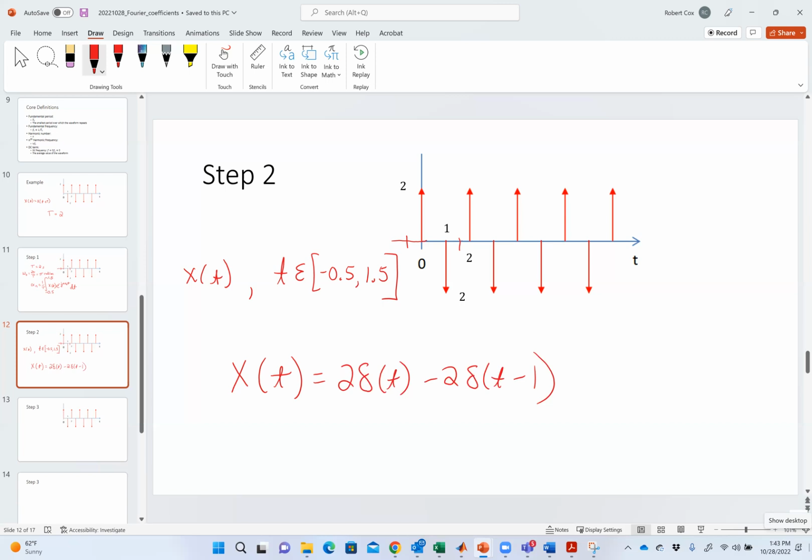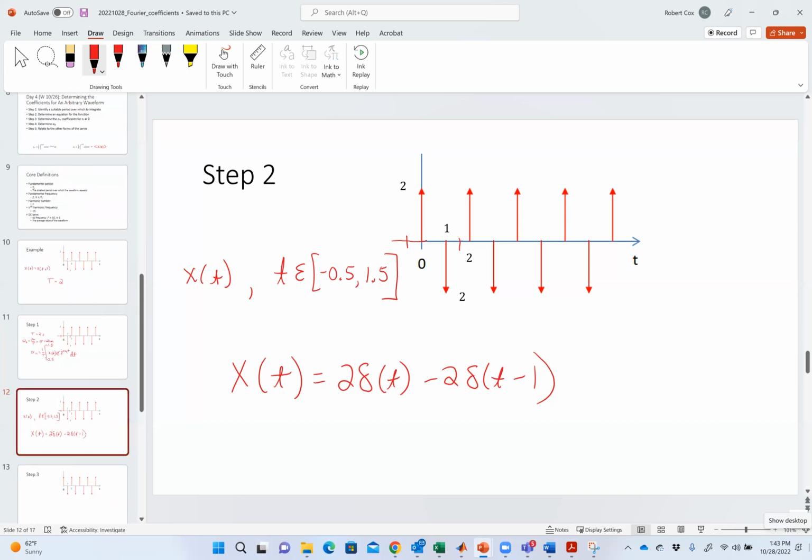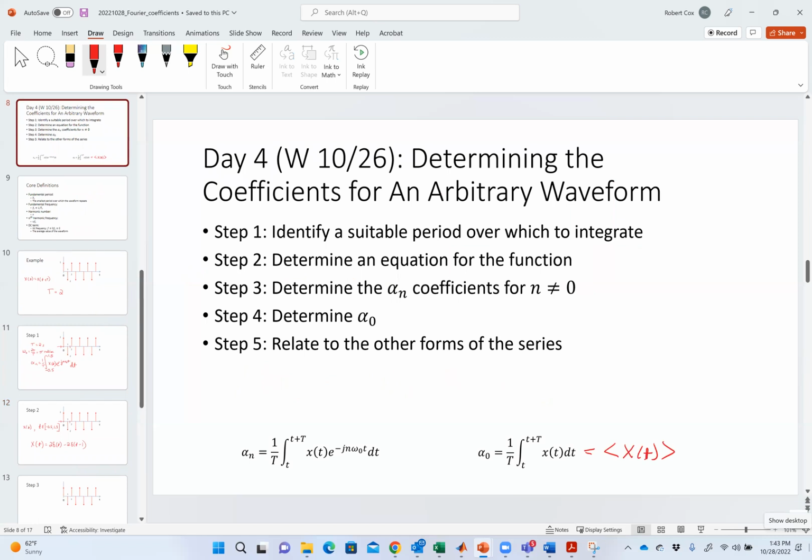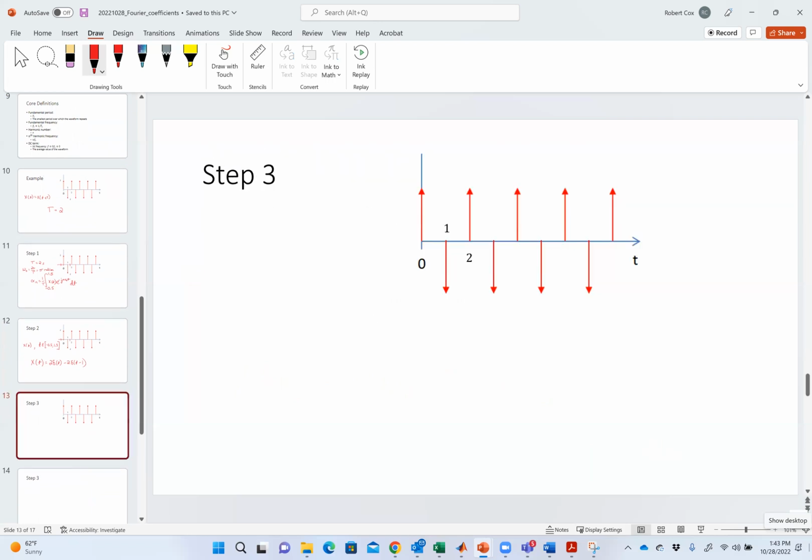All right. So step 3, if I go back to my steps, step 3 is to determine the alpha n coefficients for n not equal to 0. All right, so let's do that. We had defined here alpha n equals 1 over T, integral from negative 0.5 to 1.5 of x of t times e to the negative j n omega naught t dt. Okay, I'm going to leave it that way. We know that omega naught is equal to pi, but I'm going to leave it in terms of omega naught.